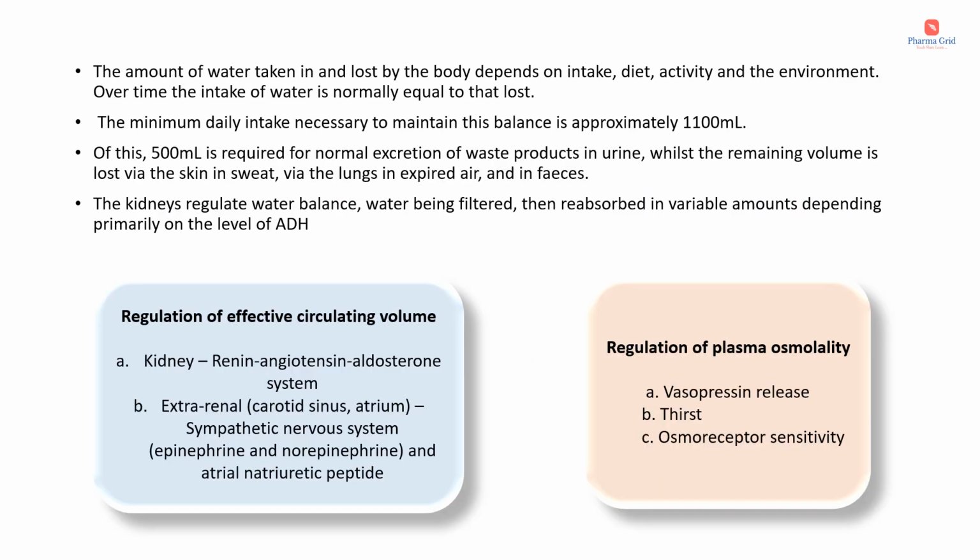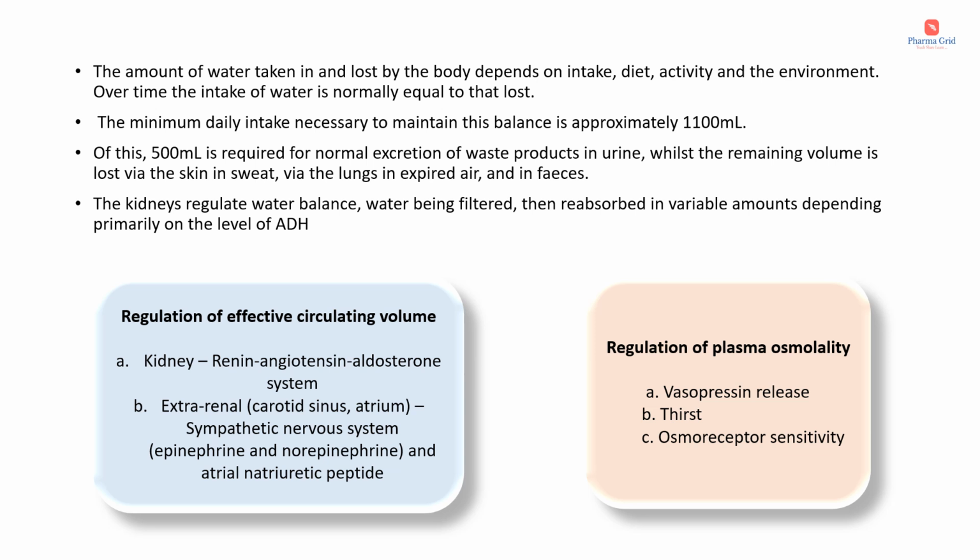The amount of water taken in and lost by the body depends on intake, diet, activity and the environment. Over time, the intake of water is normally equal to that lost. The minimum daily intake necessary to maintain this balance is approximately 1100 ml. Of this, 500 ml is required for normal excretion of waste products in urine, while the remaining volume is lost via the skin in sweat, via the lungs in expired air and in feces.